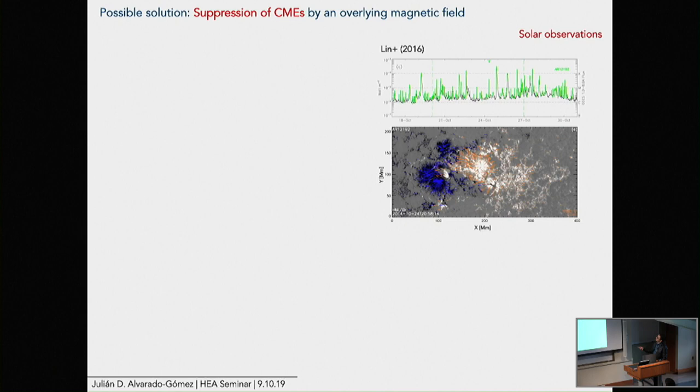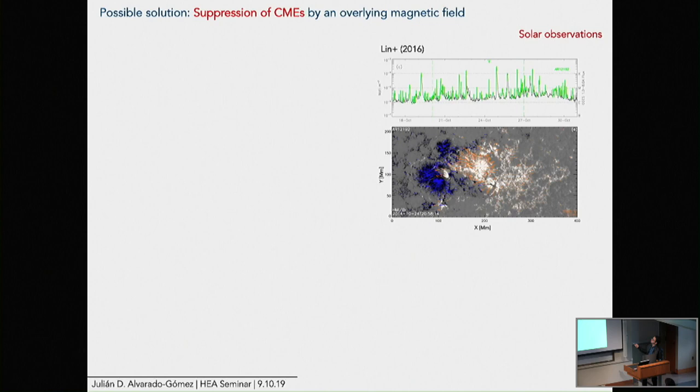So a possible solution for this is a suppression of coronal mass ejections by a large-scale magnetic field. And this idea comes from solar observations. Sometimes you get active regions like this one, which has a very strong dipolar field here. And this particular active region generated all these flares. This looks like the light curve of a very active star. But this is the sun. This is a GOES light curve. And you see all these things here.